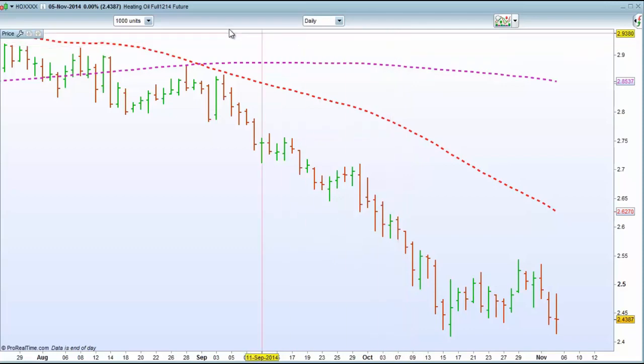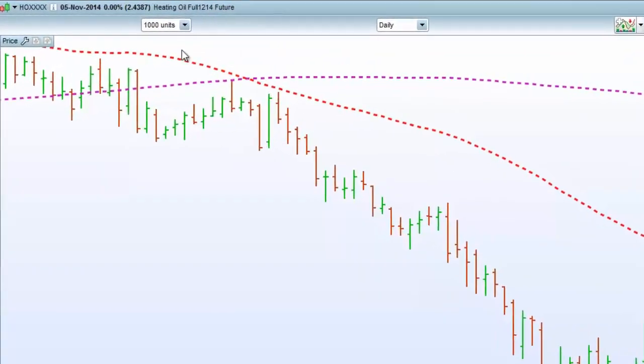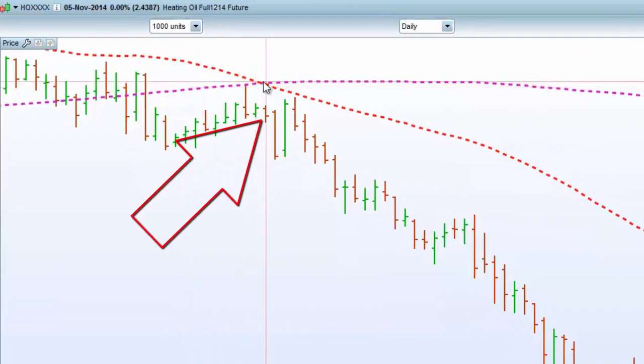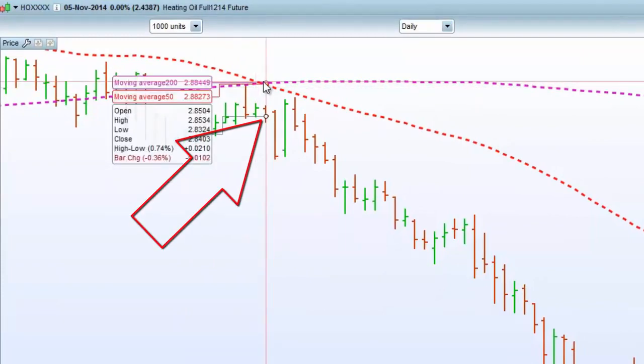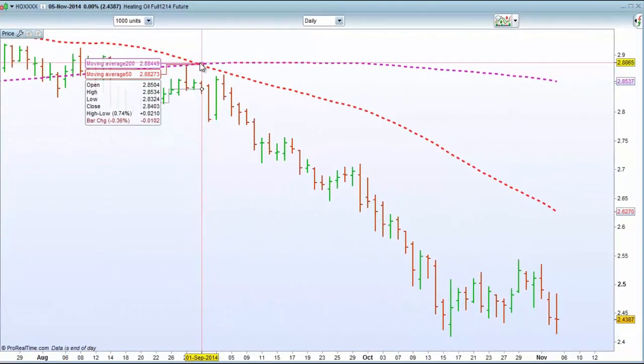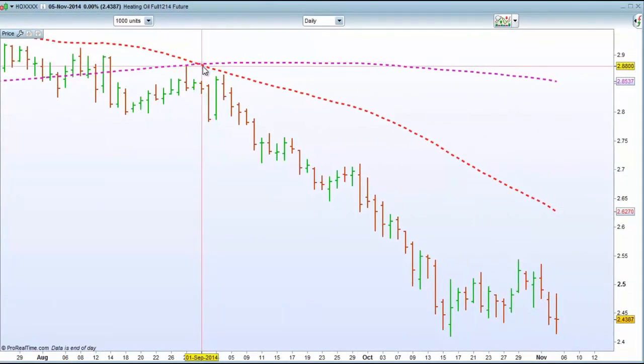So looking at this chart, we have the heating oil futures chart. And we can see here on this day, the 50-day moving average crossed below the 200-day moving average. Okay? So we can see by looking at the charts that the 50-day moving average is at 2.8827, the 200-day moving average is 2.8844. You can see that to the left of the cursor. Now, on this day, you would have gotten short the market on close, which means you would have got short at the end of the trading day, right before the market closed.